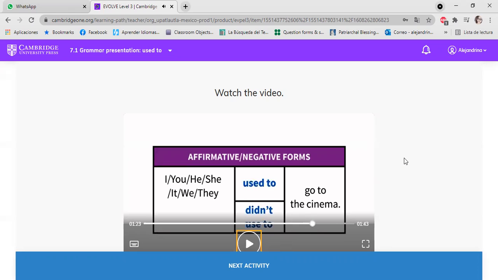Okay, let me make a pause here. Affirmative, negative forms. Used to means solía hacer. Solía ir al cine, o no solía ir al cine. Here you have the structure.